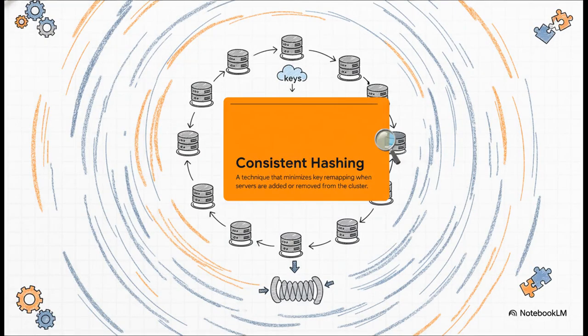And this is where consistent hashing comes in to save the day. It's a brilliant technique. Instead of everything getting remapped, consistent hashing guarantees that when you add or remove a server, only a tiny fraction of your keys need to be moved. It's what makes elastic scaling possible. It's the absolute linchpin of this design.